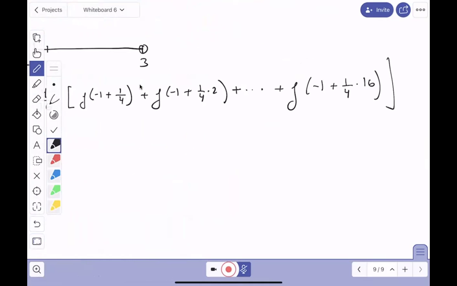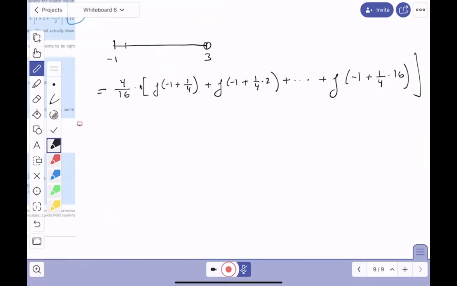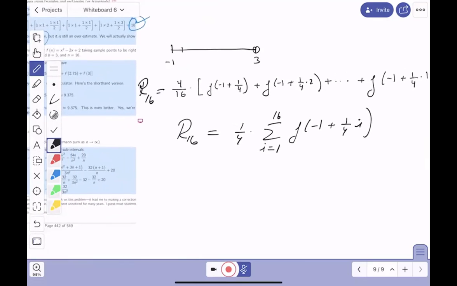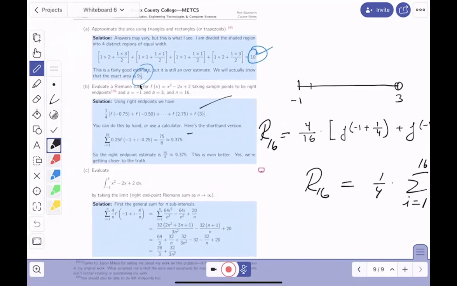I want to make sure that's right, by the way. And what do I mean by right? It should give me the number 3. It certainly does. So I'm ready to write my sum down now. And this is going to be R16. What's R16? 1/4 times the sum i equals 1 to 16 of f of -1 plus 1/4 i. By the way, I'm not going to do the computation for you because it really does require a computer, but I write this stuff down over here for you.